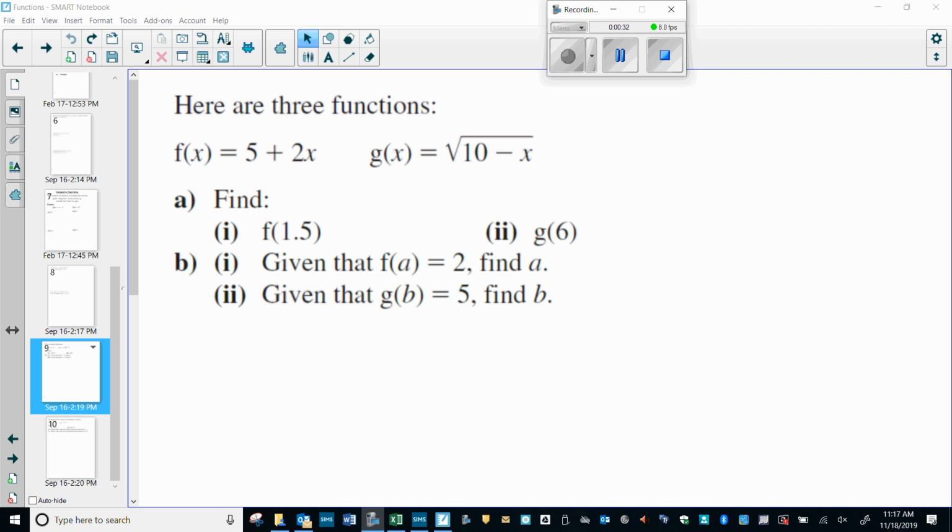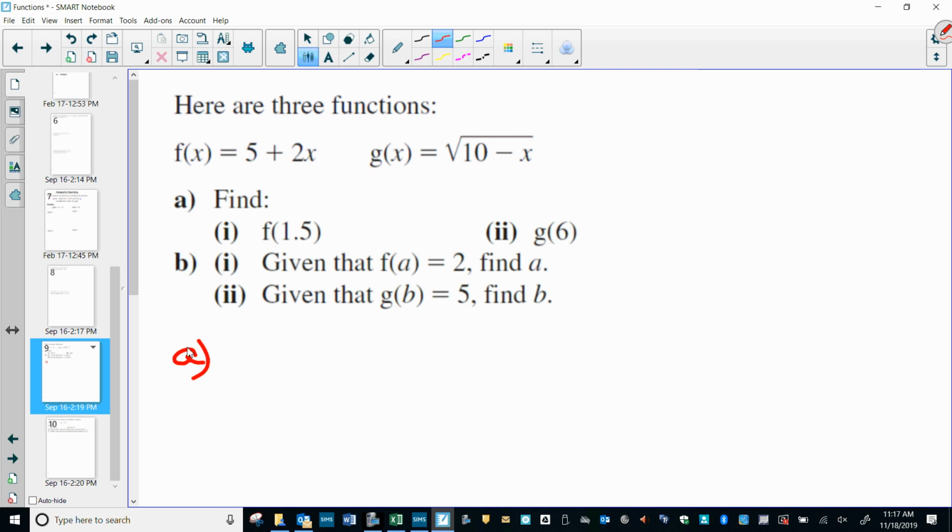Always helpful. Right, so here are 3 functions. F, there's not 3 functions there at all, there's just 2. So ignore that part of the question. So there's just 2 functions here, f and g. We're asked to find f of 1.5. So what do we do? Just as a recap.